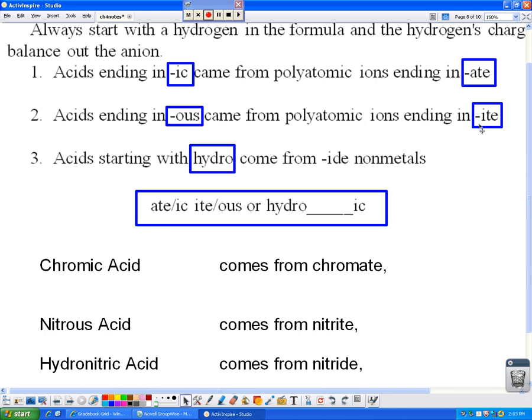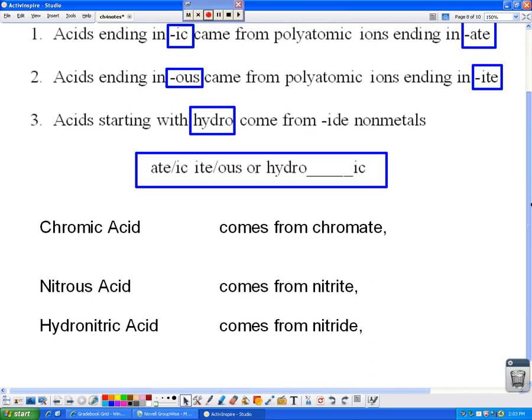And then the third category is for anything that's not a polyatomic ion. So if it's hydro something acid, then it's not phosphate and it's not phosphite, it's just phosphorus. Or if it's, say, hydrosulfuric, so it's not sulfate because they used hydro. It's not sulfite because they used hydro. It's really just hydrogen and sulfur. So here's the little phrase I say in class to help everyone remember it. It's ate-ic, ite-ous, or hydro-blank-ic.